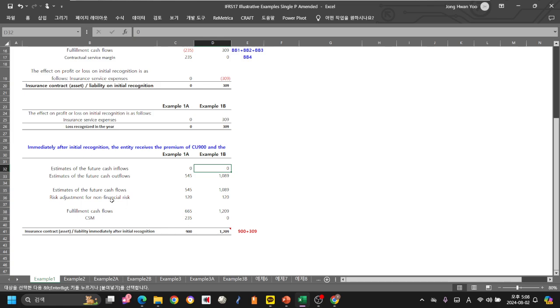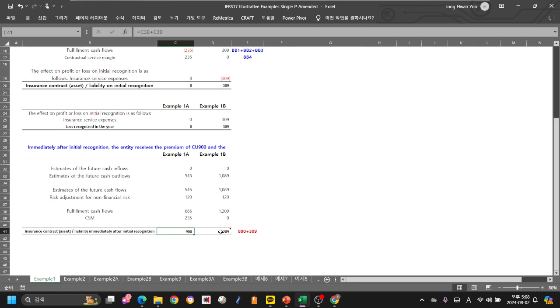So this is one of the extreme examples of subsequent measurement, and you have, let's say, 900 as a contract liability for non-onerous, and for onerous 1209, which is a sum of 900 single premium plus the loss component. What it means is that for the non-onerous group of contracts, you can use all the single premium 900, let's say, allocated.